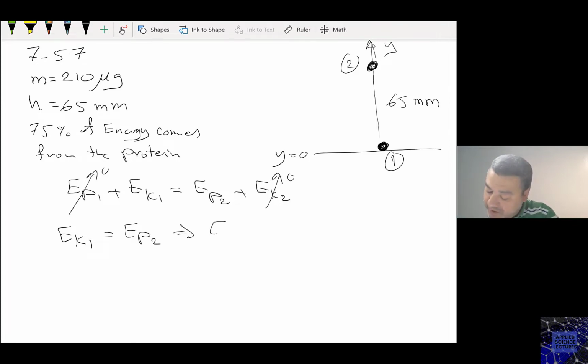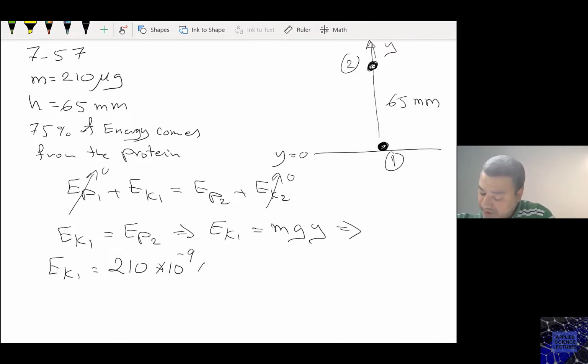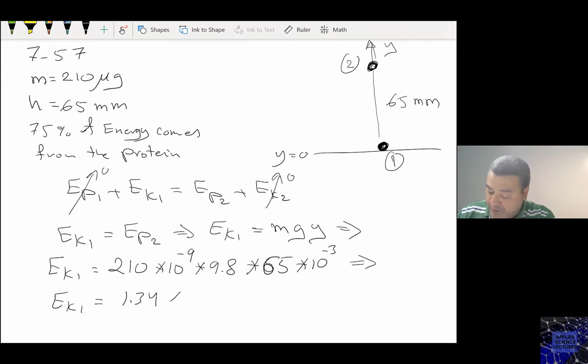So EK1 equals mgy. The mass is 210 micrograms, which means I have to multiply by 10 to the power minus 9 to make it kilograms, then 9.8, then the height, 65 times 10 to the power minus 3 to make it meters, and EK1 is 1.34 times 10 to the power minus 7 joules.